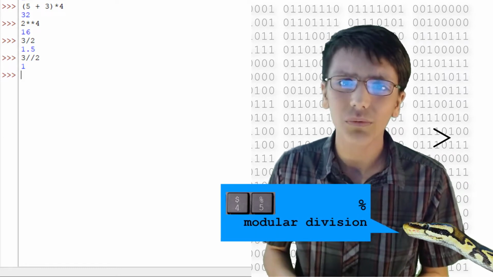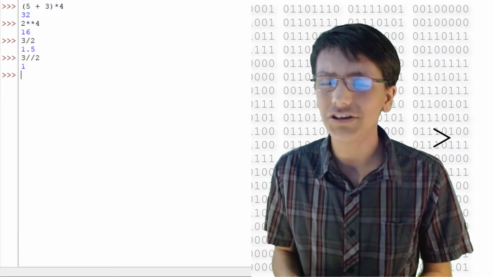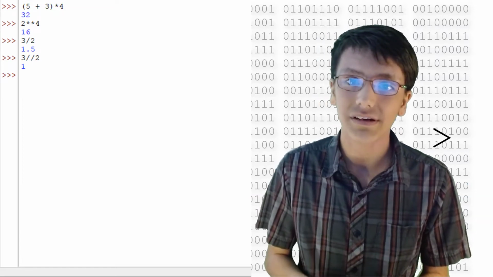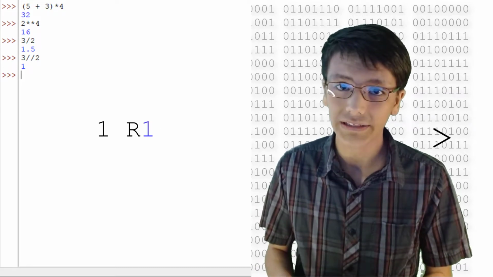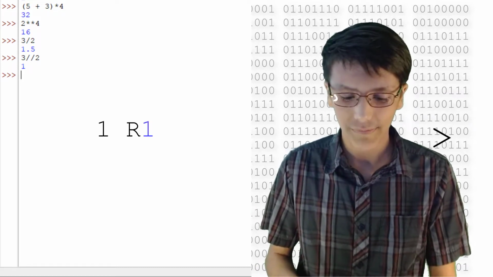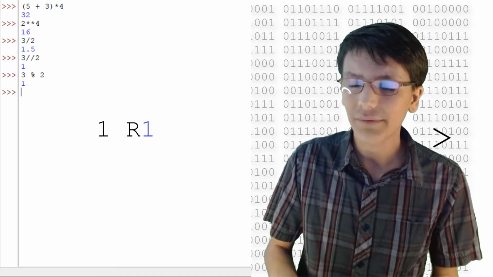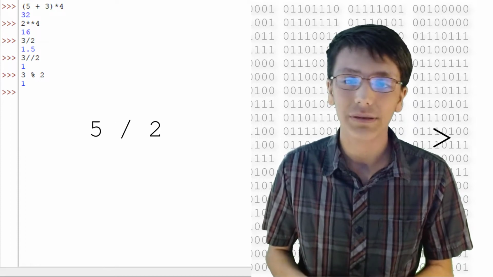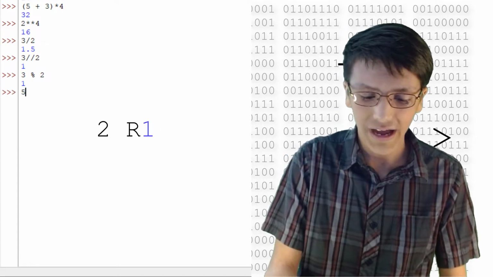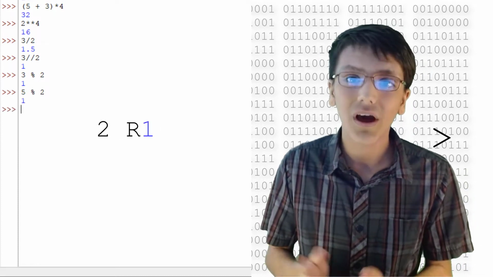Don't worry if you don't know this one. When you did division, you might have learned something called the remainder. So 3 divided by 2 would be 1 remainder 1. Now, it turns out, when you use the modulo operator, it returns the remainder, which is 1. Now, if we did 5 divided by 2, it'd be 2 remainder 1. So if we did 5 modulo 2, it would also be 1.